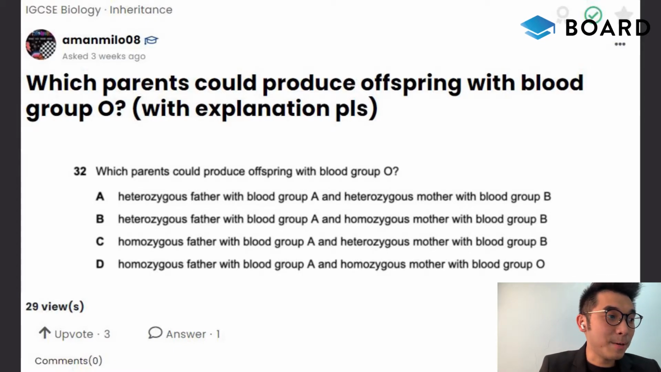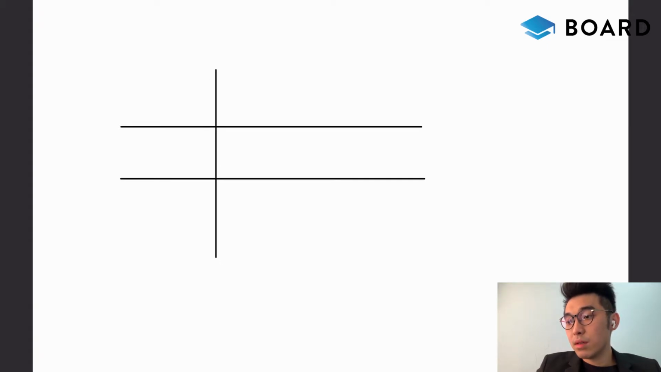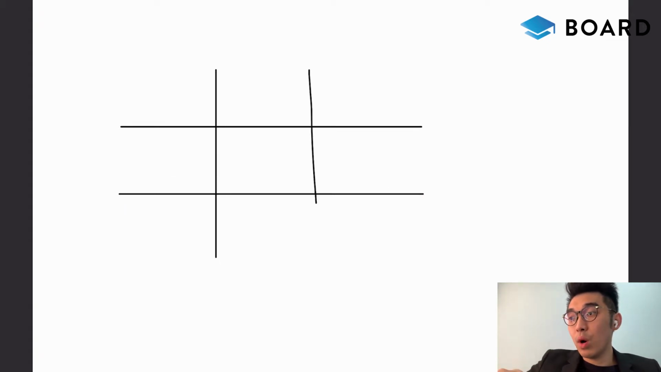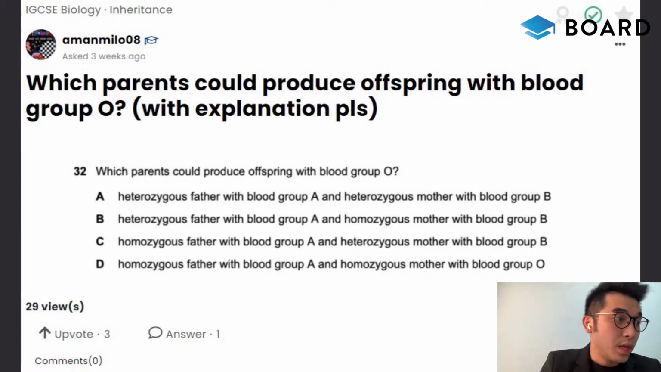So to get blood group O, you've got to understand that the Punnett square has to be in place, and understand that the type O blood group allele is a recessive gene. So we need to obtain two of the same thing. They show you heterozygous: heterozygous father with blood group A and heterozygous mother with blood group B.